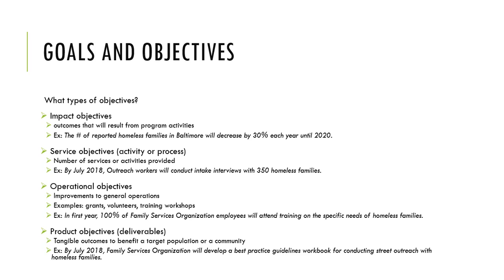And then finally, product objectives or deliverables are tangible outcomes to benefit a target population or community. So an example here would be: by July 2018, Family Services Organization will develop a best practice guidelines workbook for conducting street outreach with homeless families. These are concrete things that your program will create or distribute or establish that can directly contribute to improved outcomes for this target population.